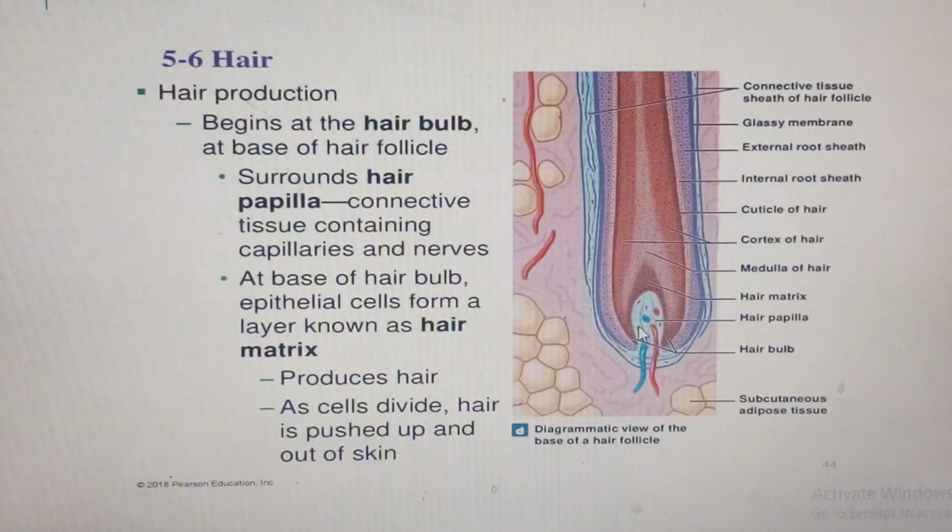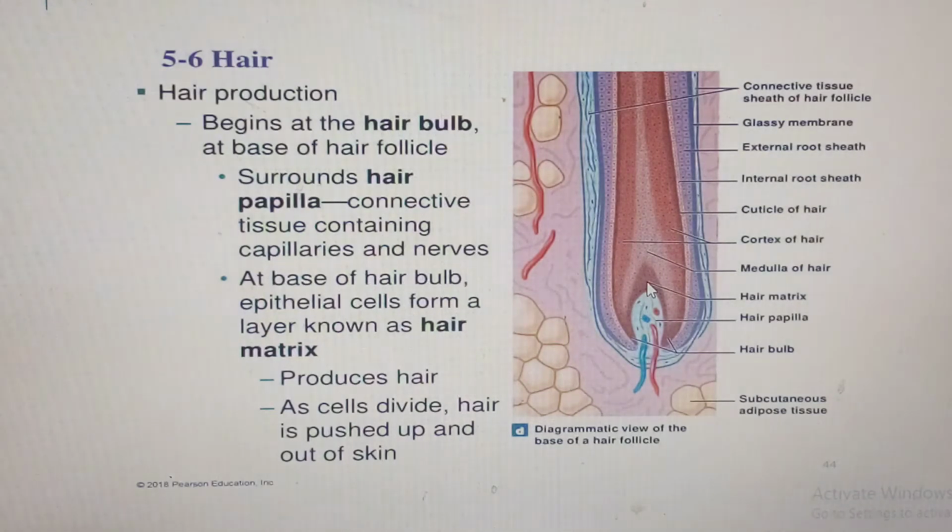But one thing is that at the base, we are going to have some epithelial cells. At the base, epithelial cells form a layer of what we call the hair matrix. Please get to know that, a layer of hair matrix. Now, it is this area, through proliferation, that gives rise to hair. In the hair matrix, you have the stem cells for the hair. So that's why we see hair will be produced.